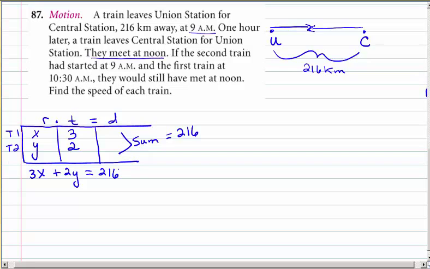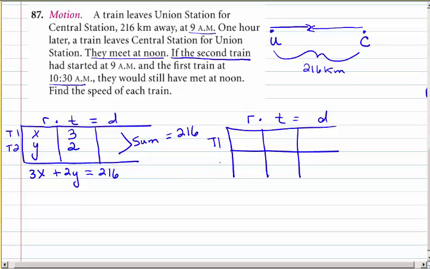Now I have more information up here that I haven't used because it gives me a different scenario. It says if the second train started at 9 and the first train started at 10:30, then they'd still meet at noon. Find the speed of each train. So let's make a box that represents that information.